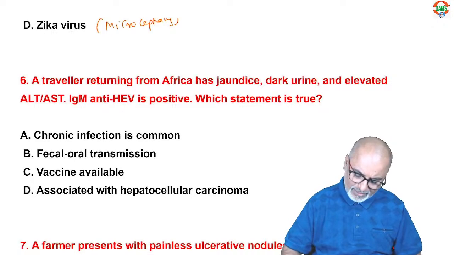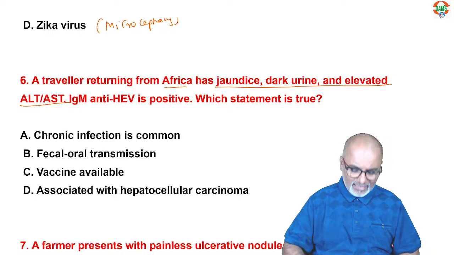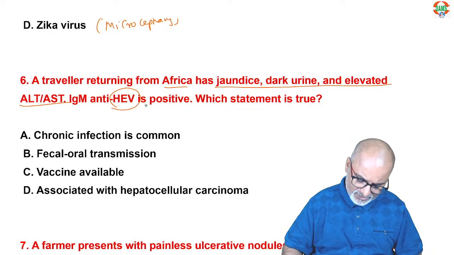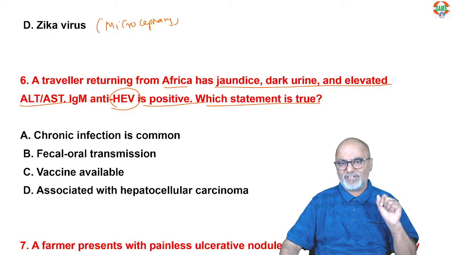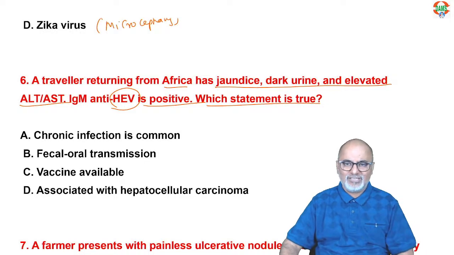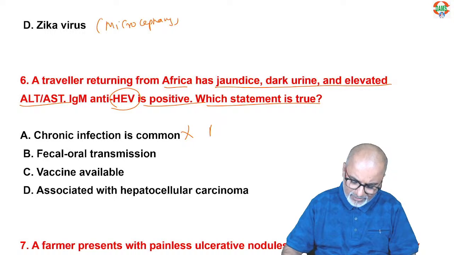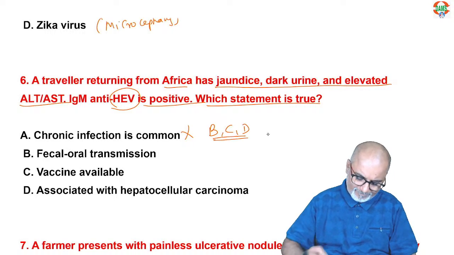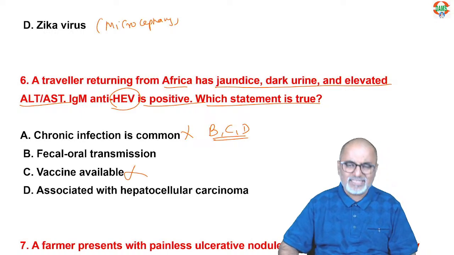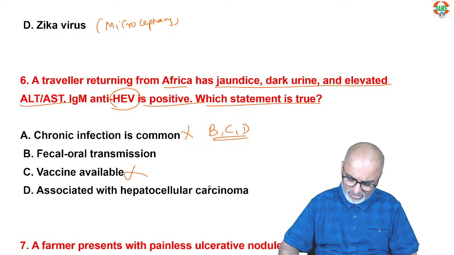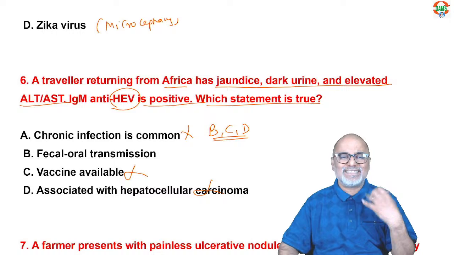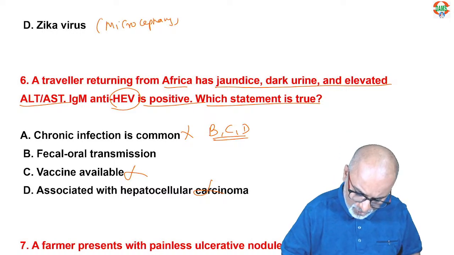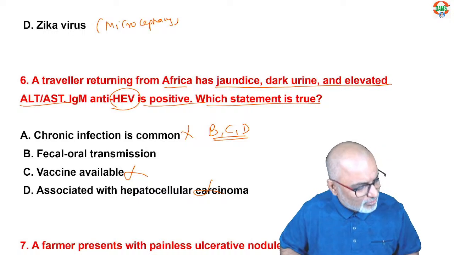A traveler returning from Africa has jaundice, dark urine, elevated enzymes. This is all hepatitis. IgM HEV is positive. Which statement is true? He is having hepatitis E virus infection. Hepatitis E virus infection: no chronicity. Chronicity is seen in hepatitis B, C, D. Vaccine not available for hepatitis E. It is not associated with hepatocellular carcinoma. It is associated with fulminant hepatic failure in pregnancy. What is the mode of transmission? Fecal-oral route. Yes, yes, yes.